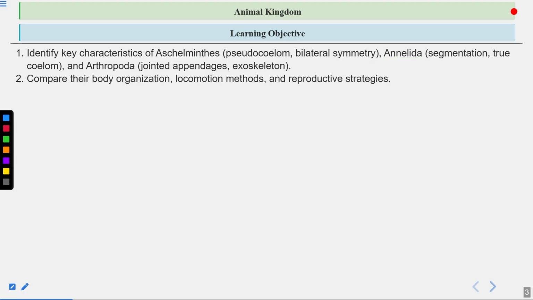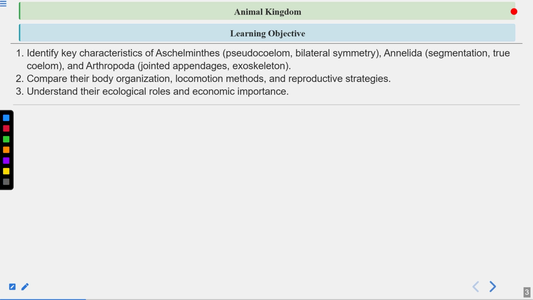To compare their body organization, locomotion method, and reproductive strategies, we will focus our discussion on the body organization. What type of body organization do the organisms of Aschelminthes have? What type of body organization do the organisms of Annelida and Arthropoda have? We will also emphasize our discussion on the locomotion method. What type of locomotion do they have? Reproductive strategies, we will focus on this also.